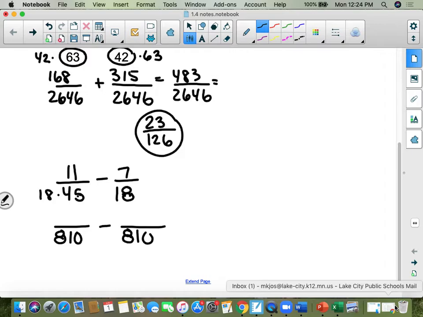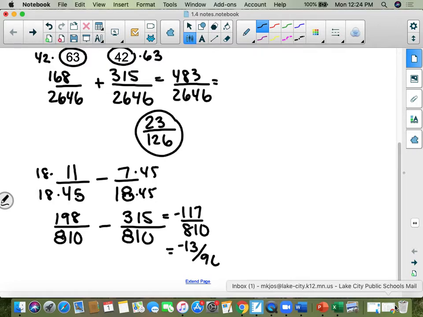I got to multiply this one by 18, and I get 198. I have to multiply this one by 45, and I get 315. 198 subtract from 315 is a negative 117 over 810. And that can simplify to negative 13/90. So that's just a quick way to come up with your common denominator.